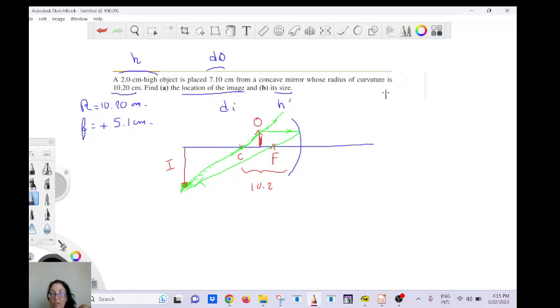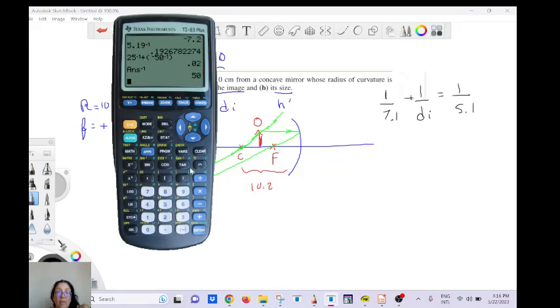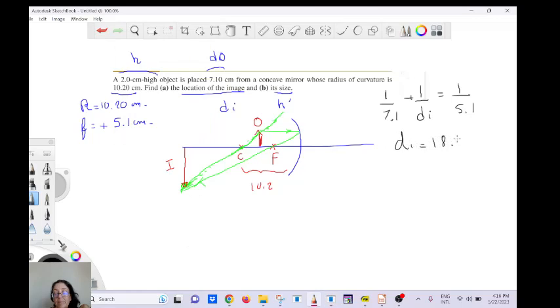Okay, so let's see. Use the same equation: 1 over 7.1 plus 1 over d_i equals 1 over 5.1. We already saw how to solve for those. So you have 5.1 to the minus 1, minus 7.1 to the minus 1, enter, and to the minus 1, enter, and you get 18.1. So that distance here is going to be 18.1 centimeters. This problem comes from Cutnell and Johnson, which I recommend for the MCAT.